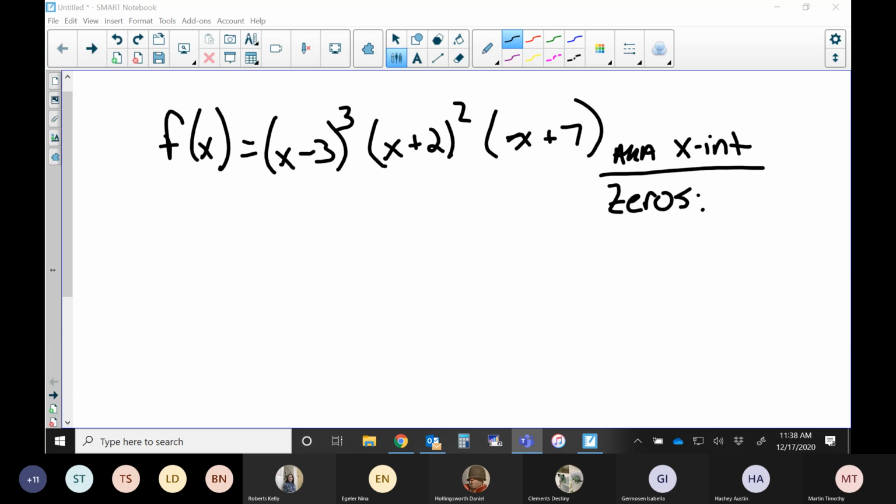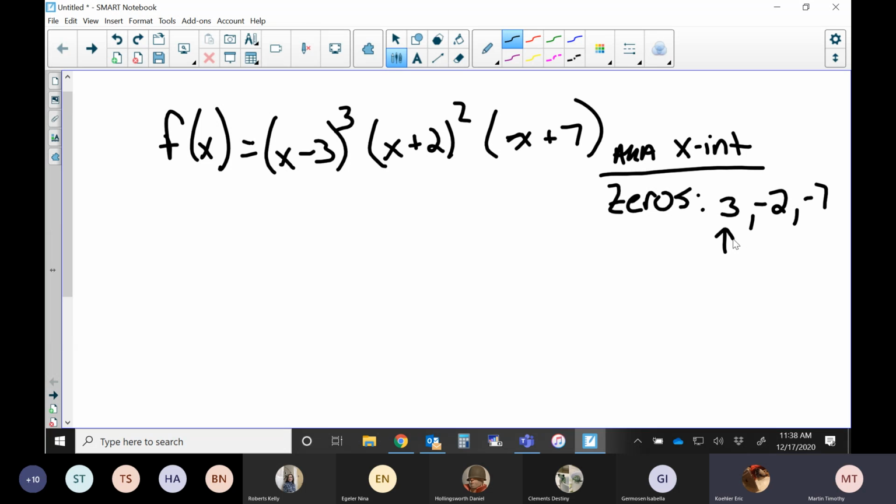Can you give me a 0? Positive 3. Perfect. And then a -2. Perfect. And a -7. Now, can you tell me anything special about this 3, though? Can you use the word I just said?